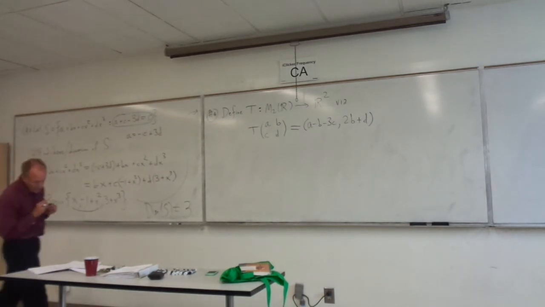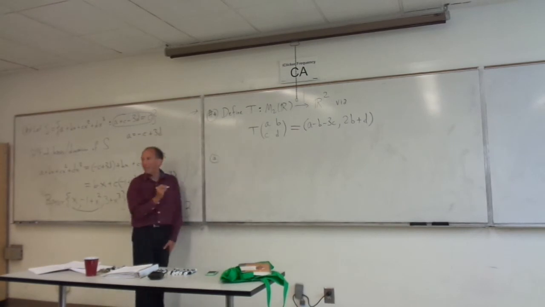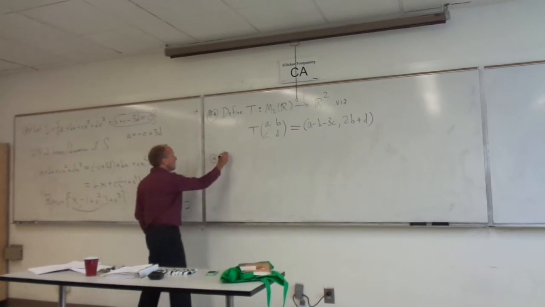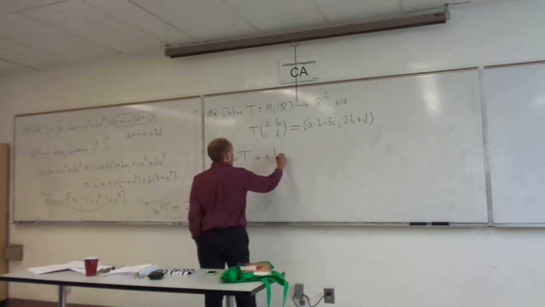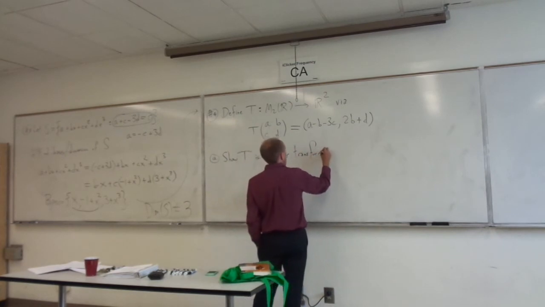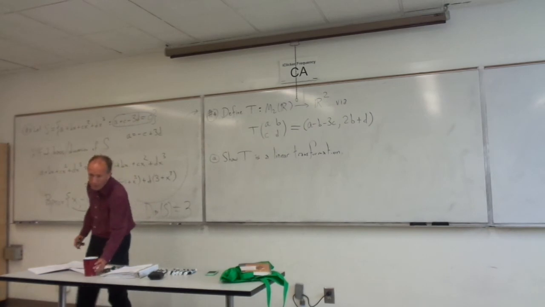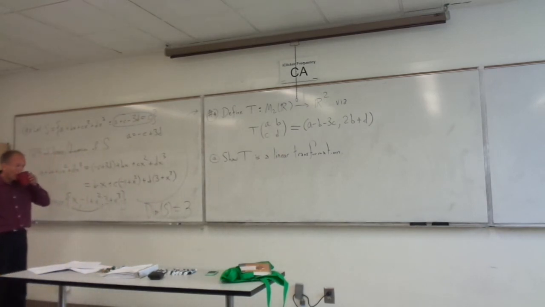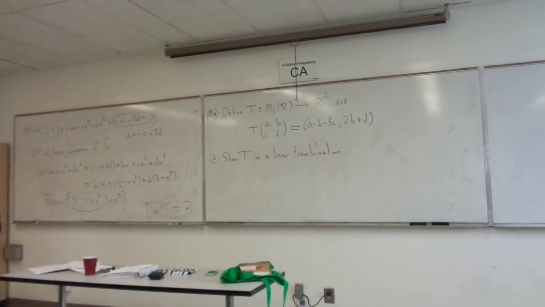And I have 2 or 3 parts to ask you here as well. So the first thing I want to do is practice how we show that T is a linear transformation. So that's the first question. Show that T is linear. It's a 2-part process. First part is show that T respects addition.